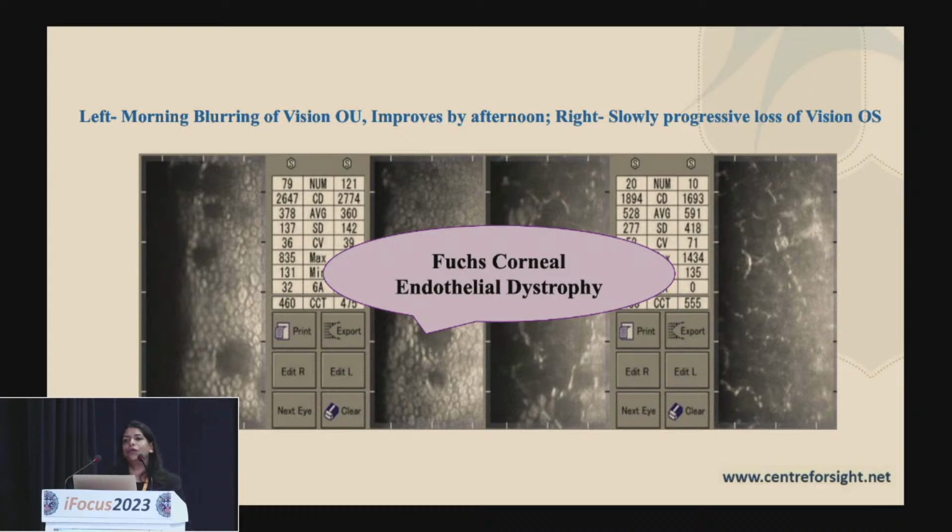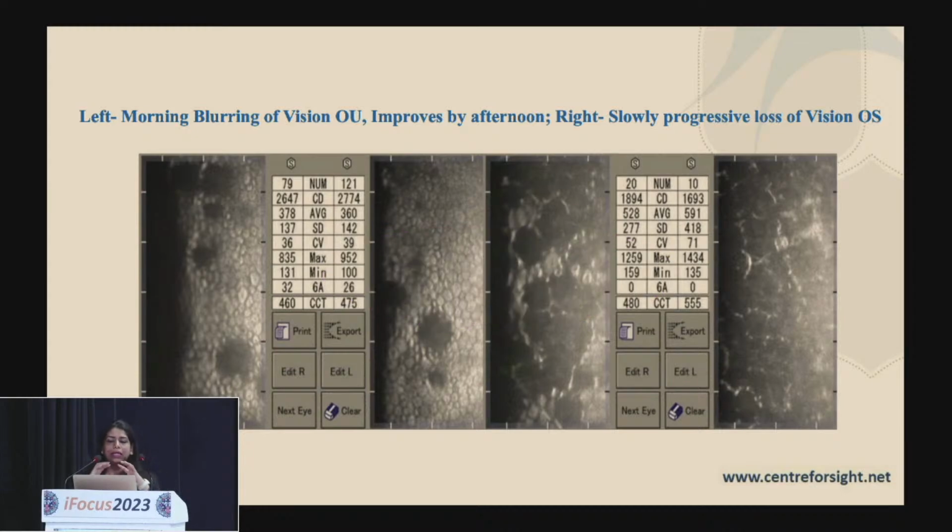Okay, so this is a Fuchs patient, and the second picture is a very advanced Fuchs, okay? In the first picture, there are guttae, but you can see the cells around the guttae are also abnormal. You will not have normal cells around guttae, right? The cells nearest to the gutta will be the most abnormal cells, and then you can see the change in the shape and size of the cells, okay? In this one, you cannot even identify any hexagonal cell.